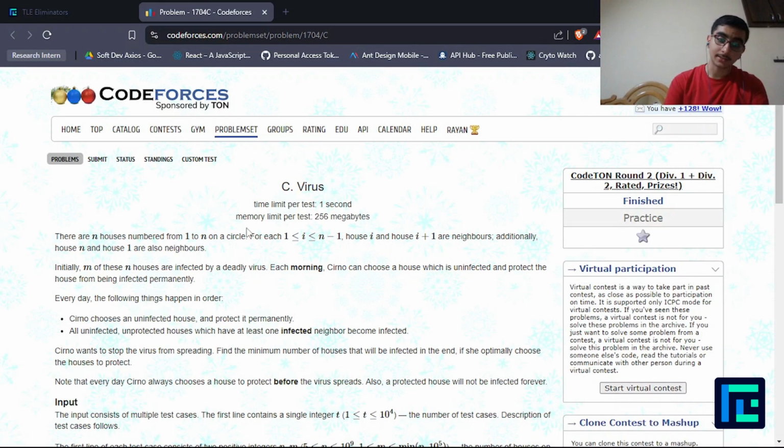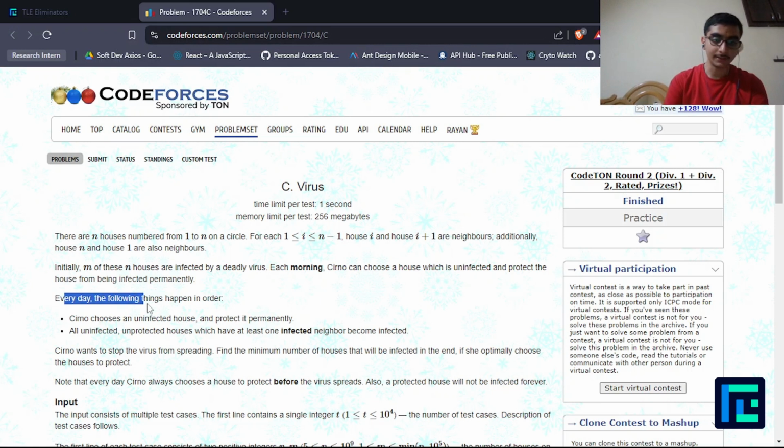There are n houses numbered from 1 to n on a circle. For each house between 1 and n minus 1, house i and i plus 1 are neighbors. Additionally, house n and house 1 are also neighbors. Initially, m of these n houses are infected by a deadly virus. Each morning, Cyrno can choose a house which is uninfected and protect the house from being infected permanently.